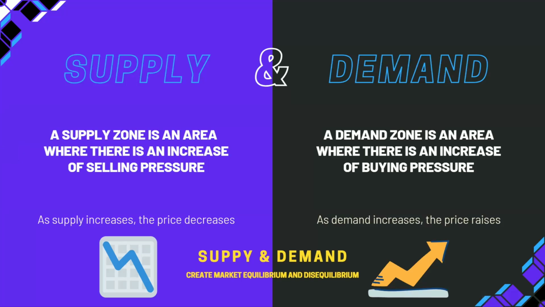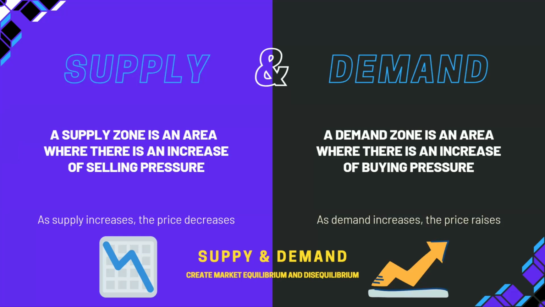Supply and demand. All right. A supply zone is an area where there is an increase of selling pressure, and as supply increases, the price decreases. And demand is a zone where we find an increase of buying pressure, and as demand increases, the price rises.